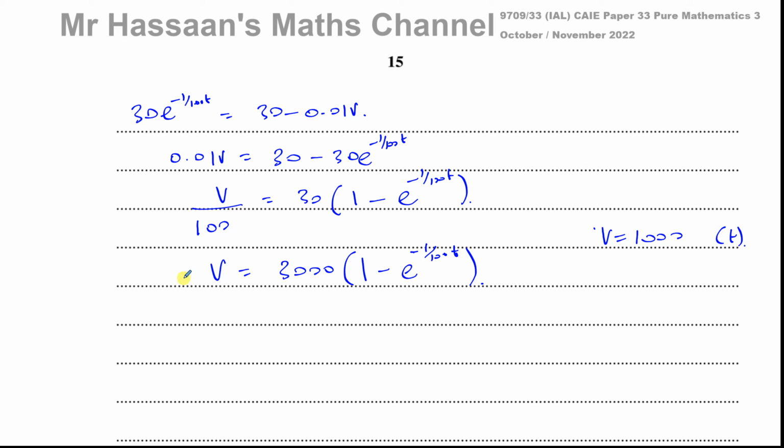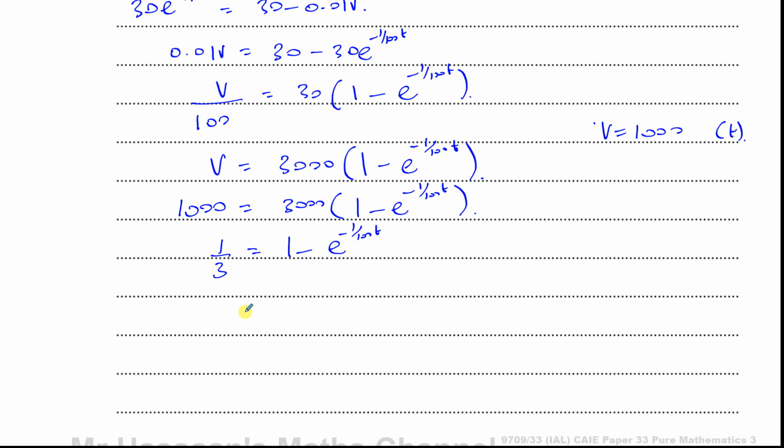Okay, so we can just replace this v with 1000, so we have 1000 is equal to 3000 times 1 minus e to the power of minus 1 over 100 t. Divide both sides by 3000, you end up with 1/3 equals 1 minus e to the power of minus 100th t. I'm going to add this to both sides and subtract 1/3 from both sides. So I have e to the power of minus 100th t equals 2/3, because 1 minus 1/3 is 2/3.